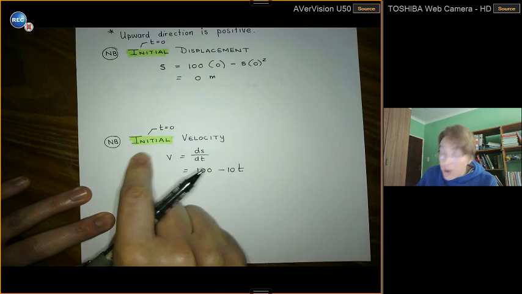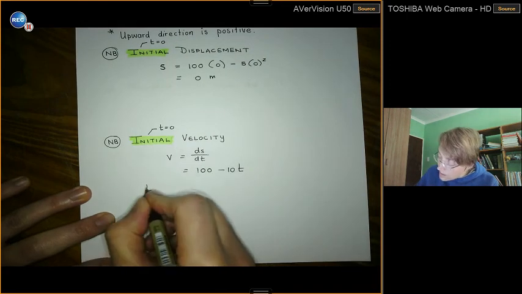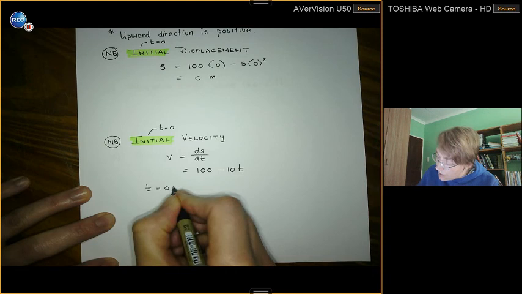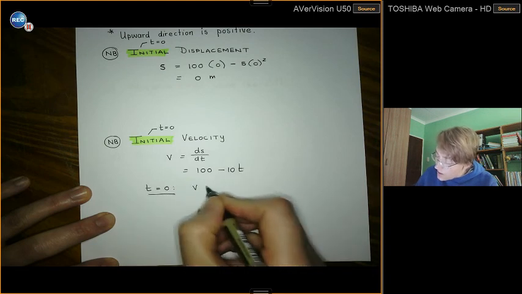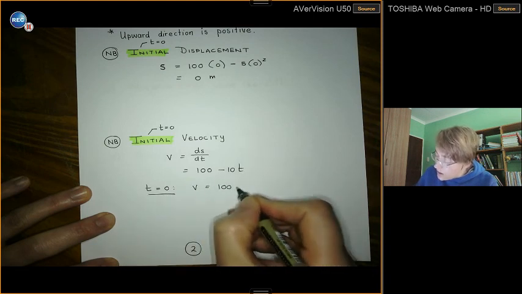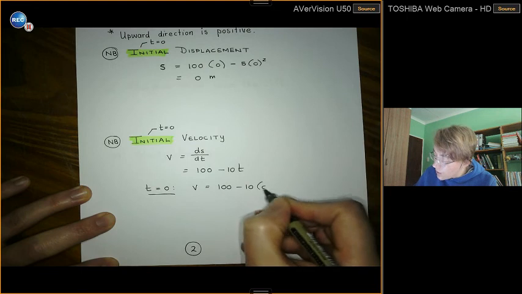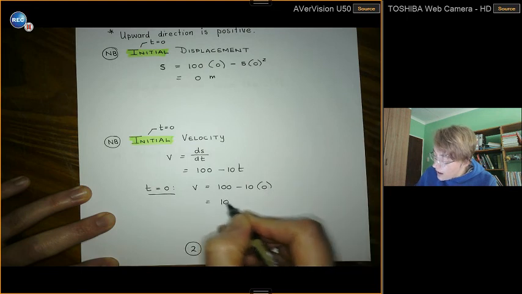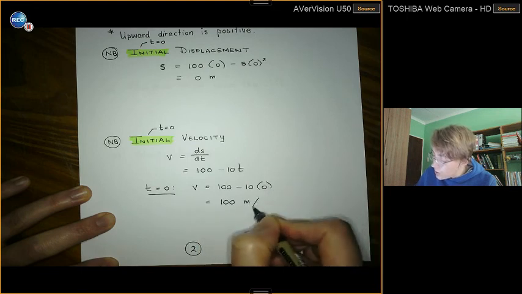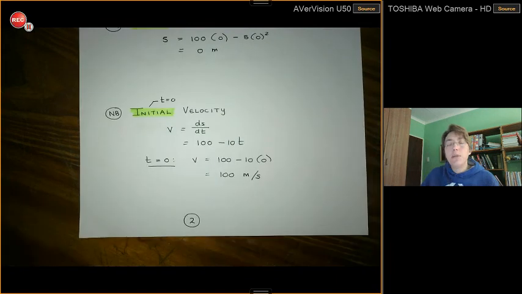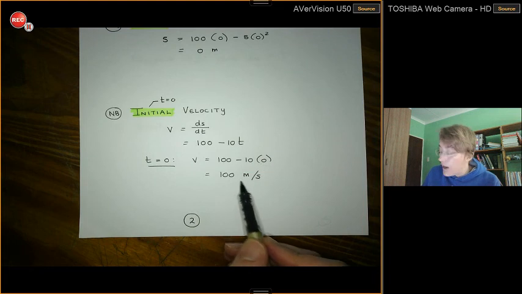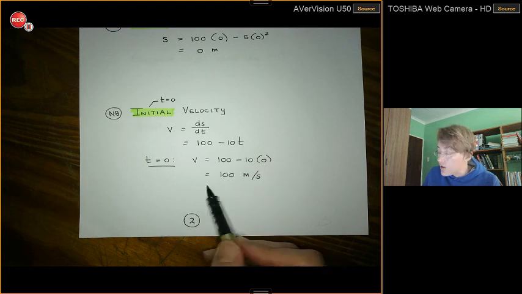And if I want to know what the initial velocity is, in other words where t is equal to 0, the initial velocity is going to be 100 minus 10 times 0, which is 100 meters per second. That just means that when this cannonball is fired from the cannon, it starts traveling at a velocity of 100 meters per second. So that's just the initial velocity.